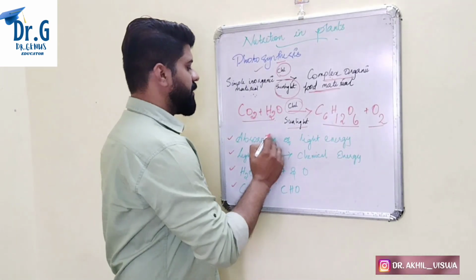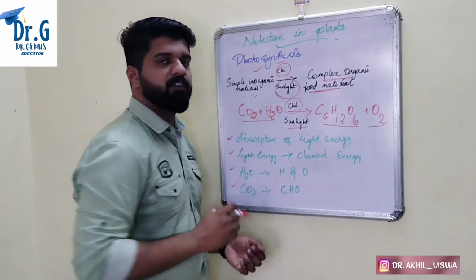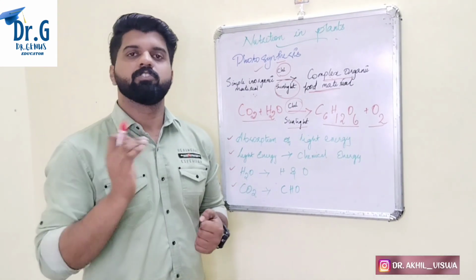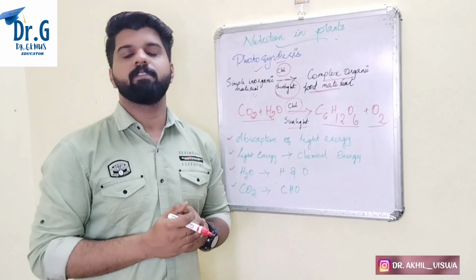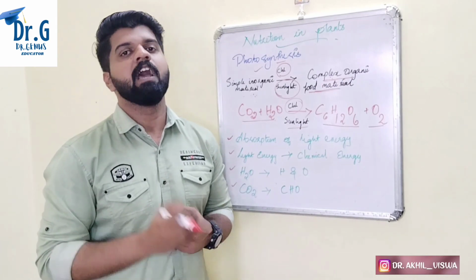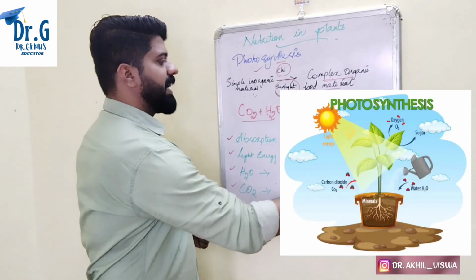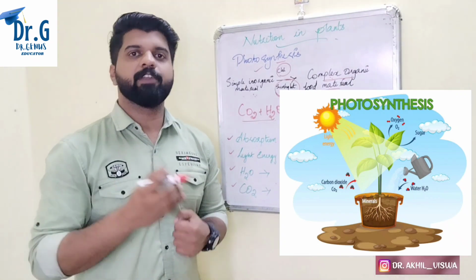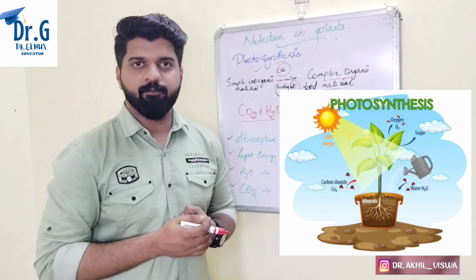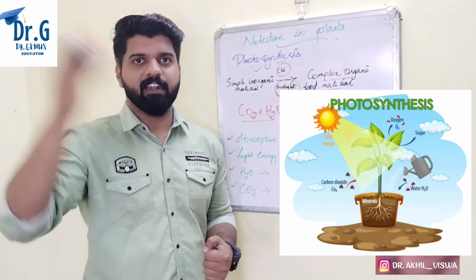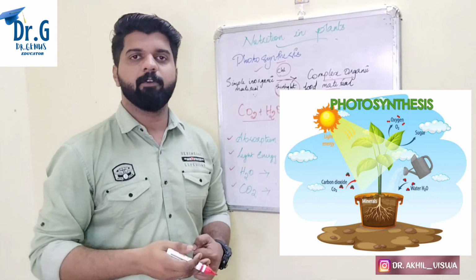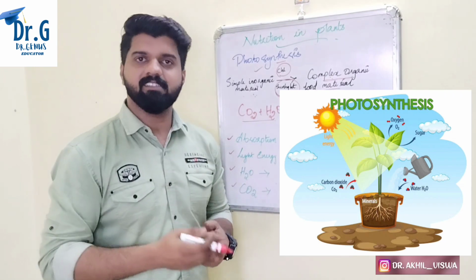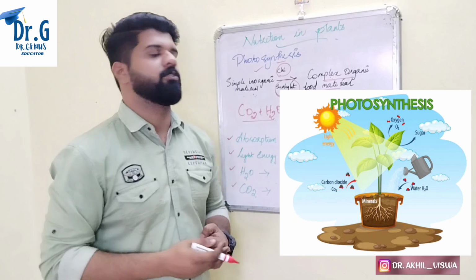Okay, so now let's see what are the events which occur in photosynthesis. The first step in photosynthesis is the absorption of light energy. Where do we get the light? We get the light from the sunlight. From the direct sunlight, the plants will absorb the light energy. So that is the first step in the events of photosynthesis.